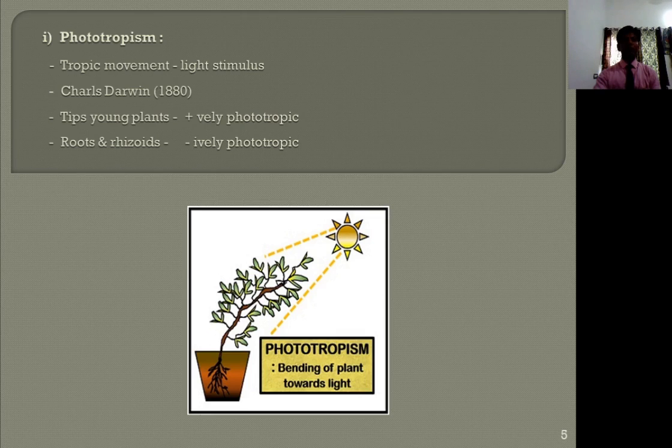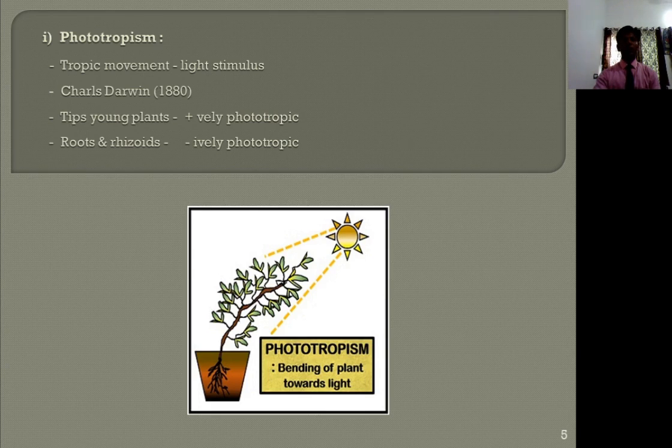These movements are usually seen in the tips of young stems or at the tips of young plants. Hence, they are called positively phototropic, whereas the roots and rhizoids always grow away from the light, hence they are called negatively phototropic.